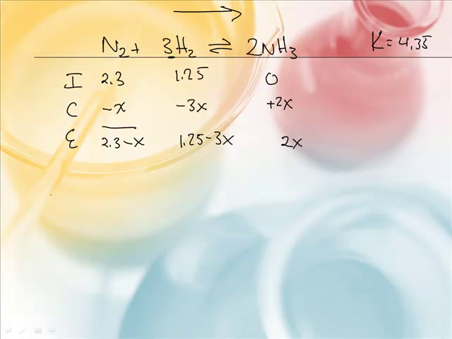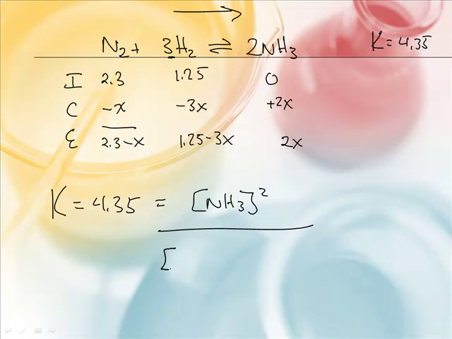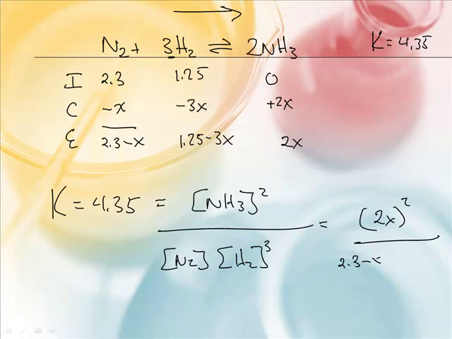Now my K value, I think this is a Kc, right? Yeah. It is 4.35, and that's equal to the concentration of the NH3 squared over the concentration of the nitrogen times the concentration of the hydrogen cubed. If I plug that in mathematically, that'll be 2x squared over 2.3 minus x times 1.25 minus 3x cubed.